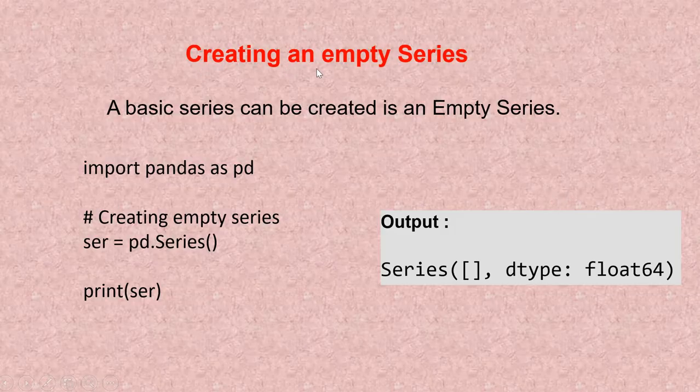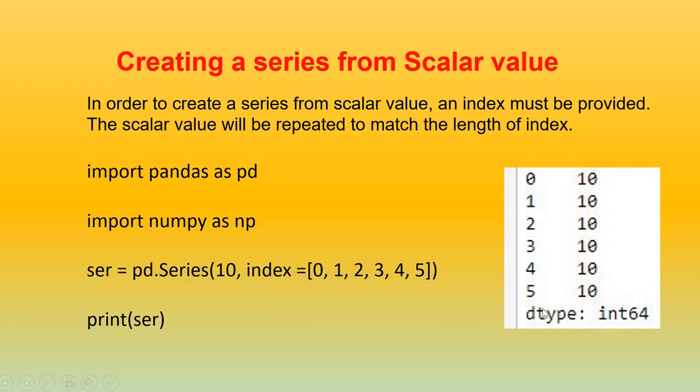How can I create an empty series? A basic series that can be created is an empty series. First, you have to write the statement import pandas as pd. Then this is the command creating an empty series. SER, you can write any other variable name here, S1 or SE, whatever you want. Then pd.Series, parentheses, empty inside. Print SER. Now see, this is the output. It is showing an empty series and the default data type is float64.